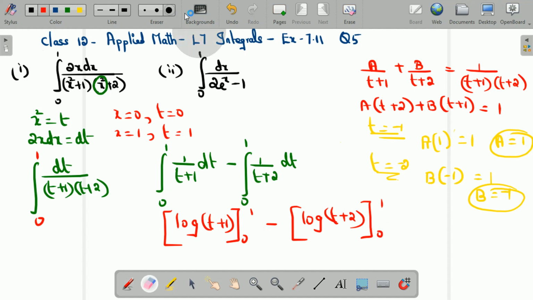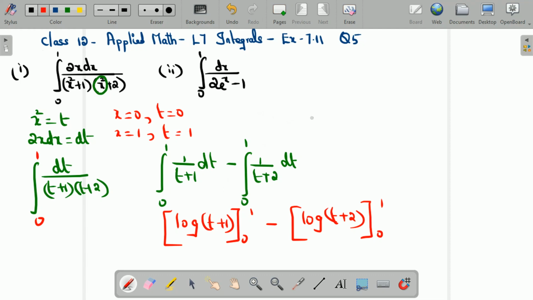So let's apply the limits. So when you apply the limits, in the first case it is going to be log of t is 1, so 1 plus 1 is 2 minus log of 0 plus 1 is 1. So this is log 2 minus log 1 minus of, so here you apply the limit. The upper limit means it's t is 1, so this is going to be log 3, then minus of log 2. So now I'm going to remove the brackets.